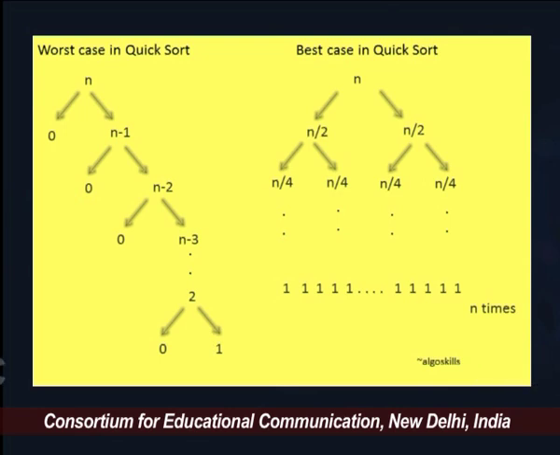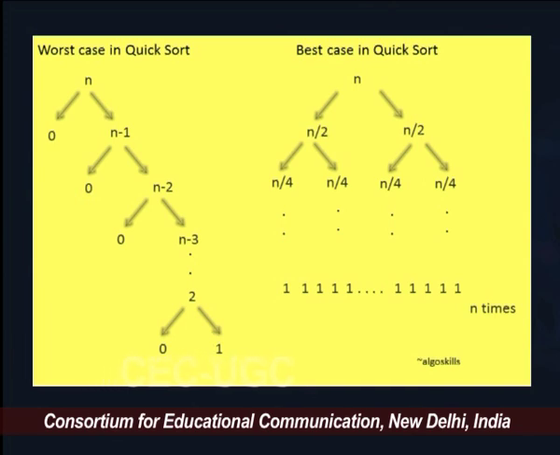So, this kind of skewed tree is what the worst case gives us. It is the situation where your pivot element is either the smallest element or the largest element. So, whatever element you pick, if it is the smallest element, then the left partition is empty.